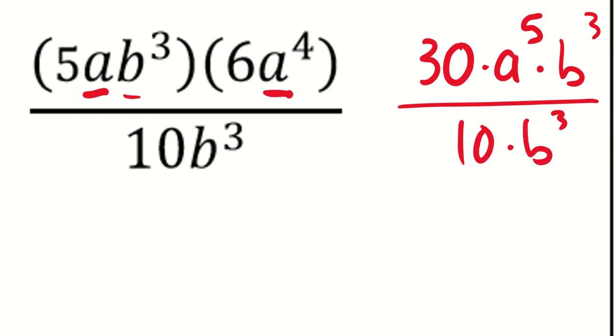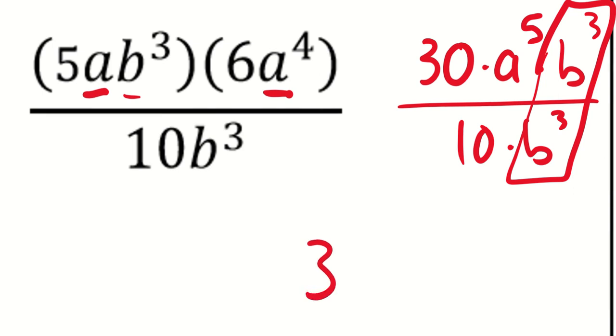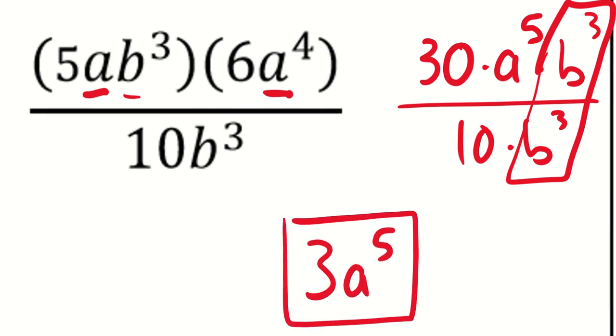Well, right off the bat, I can see that there's clearly a 1 in the form of b cubed over b cubed. So that's just equal to 1, so that's not going to be part of my answer. And 30 divided by 10 is 3. So it looks like our answer is going to be 3 times a raised to the 5th power.